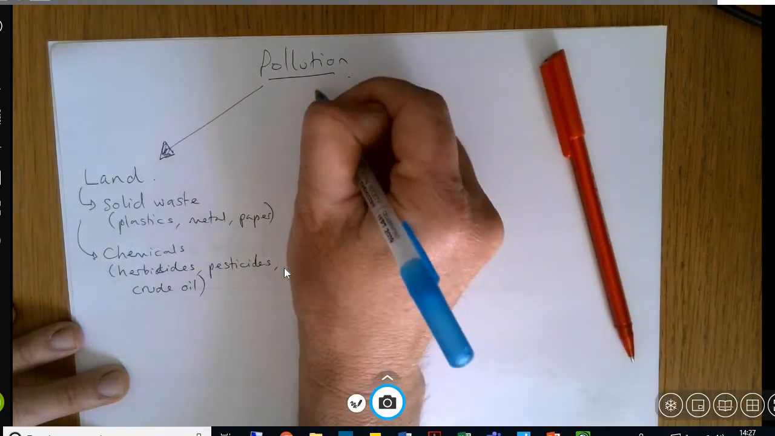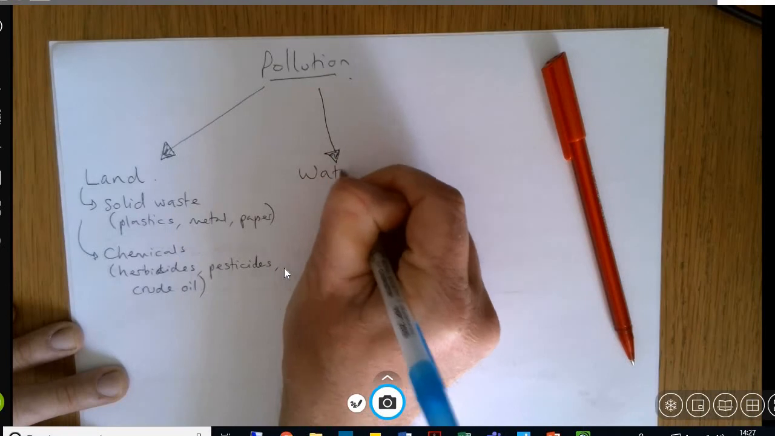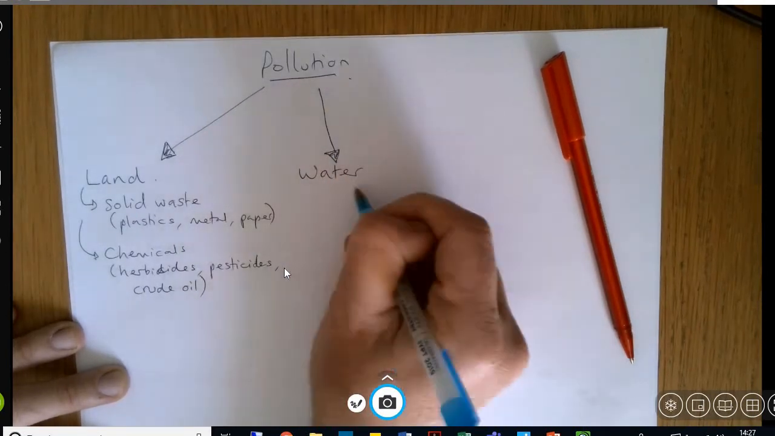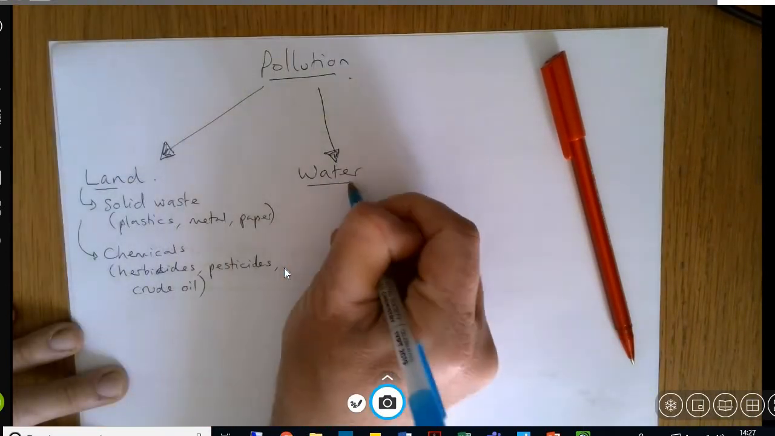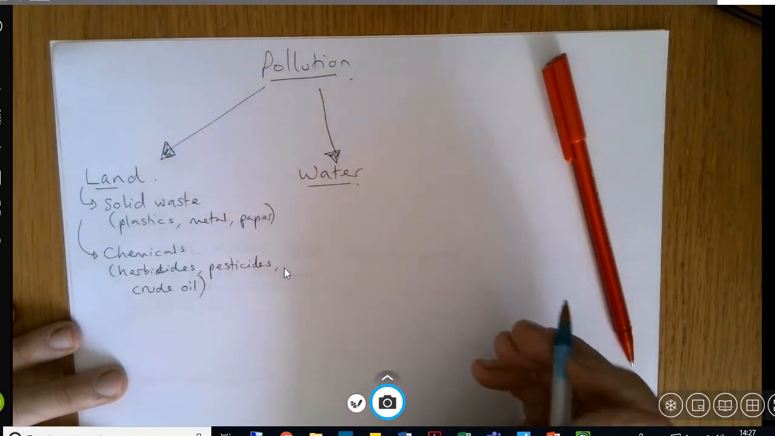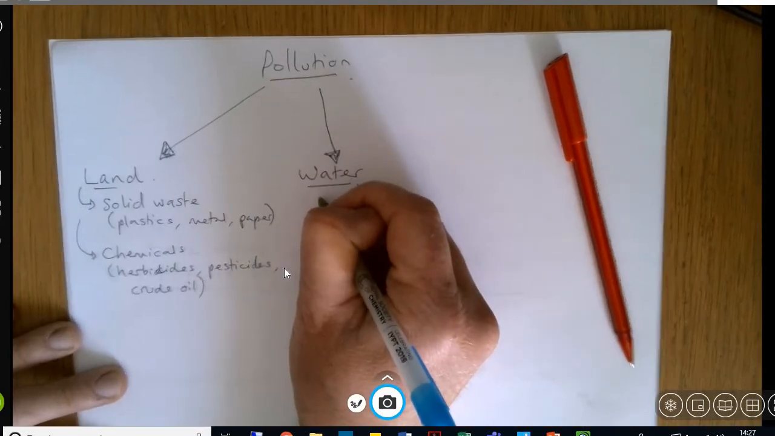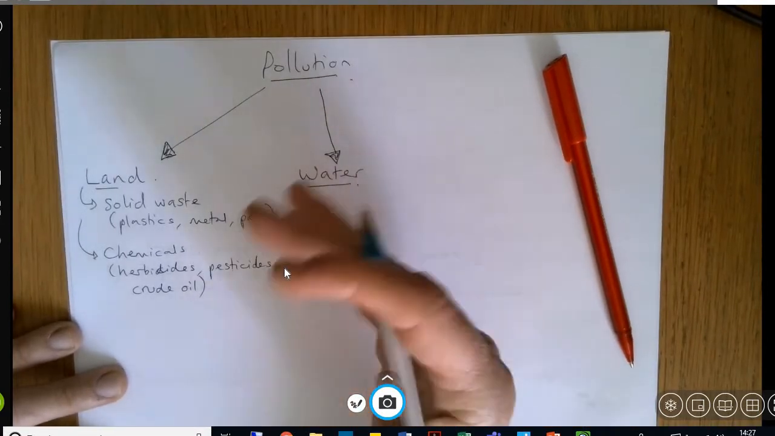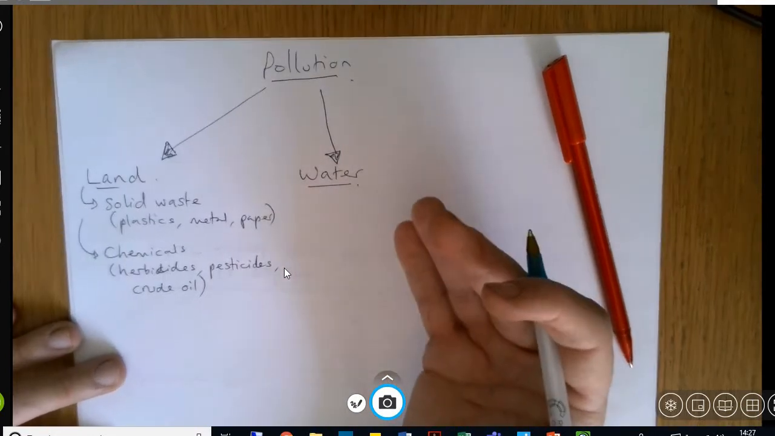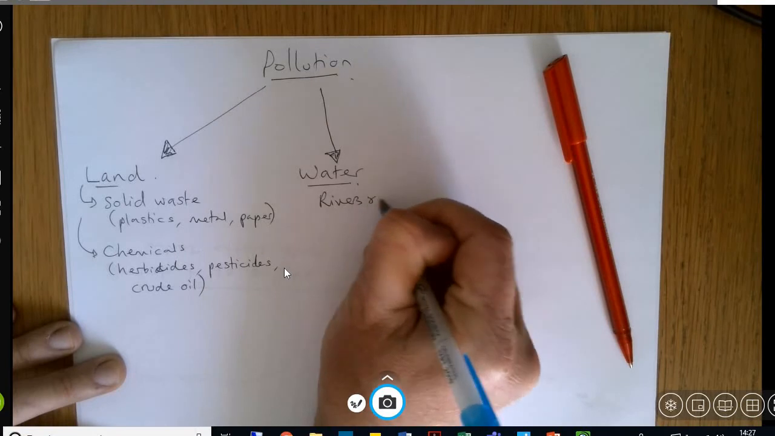Let's look at our second type of pollution, which is in water. You're going to study a little bit more about water pollution in a minute. I'm going to ask you to look at some further detail about that yourselves. But we're thinking here about the contamination, the sort of pollution that happens in rivers and oceans.